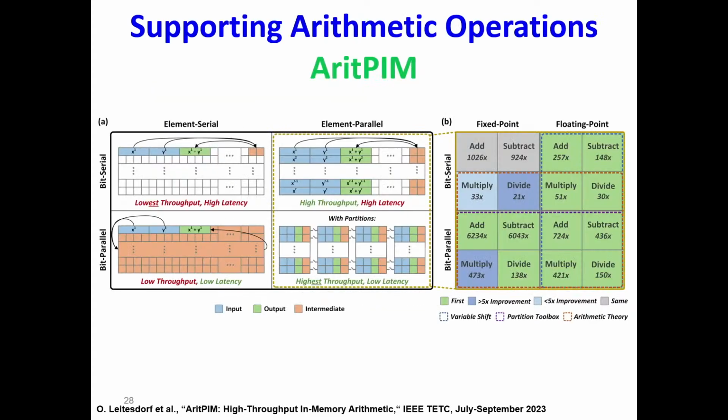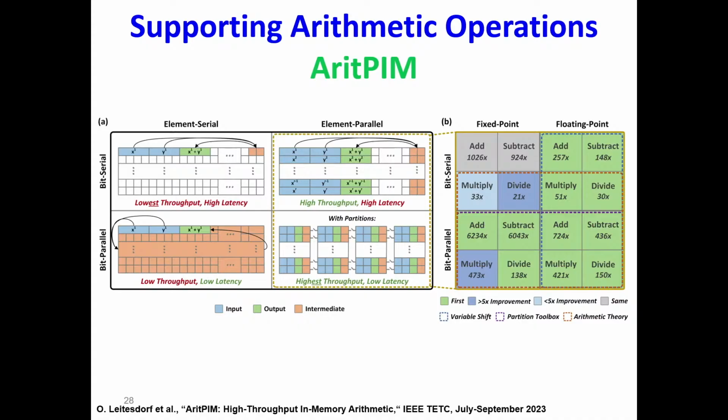And the first work that I want to talk about is the arithmetic work. It's a paper called RITPIM, and it recently got the best paper of the journal. What we did was to support fixed point and floating point arithmetic operations, so addition, subtraction, multiplication, and division. And we saw that there are several ways to do that.